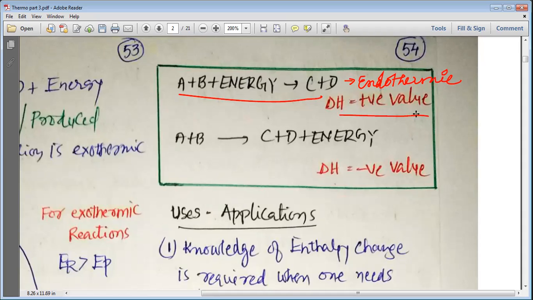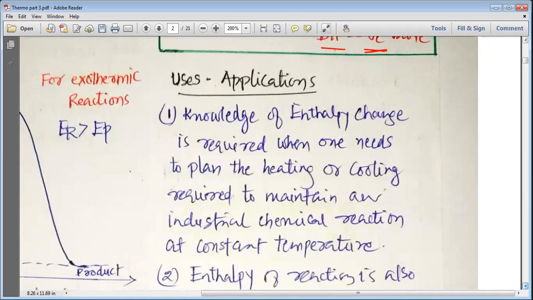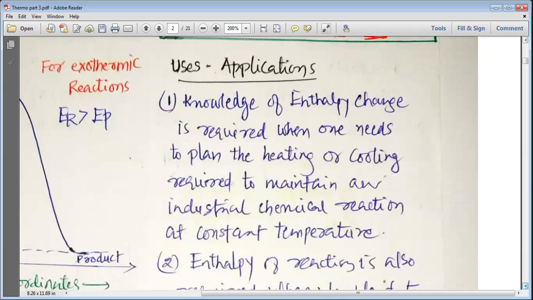And for endothermic reactions, the value of delta H is always going to be positive. Same way, if we have reactions like A plus B that gives C plus D plus energy, such reactions are called exothermic reactions. And for exothermic reactions, the value of delta H is going to be negative. So if energy is needed, delta H will have a positive value. If energy is released, delta H will have a negative value. Remember, delta H is nothing but the change in the enthalpy during the change.